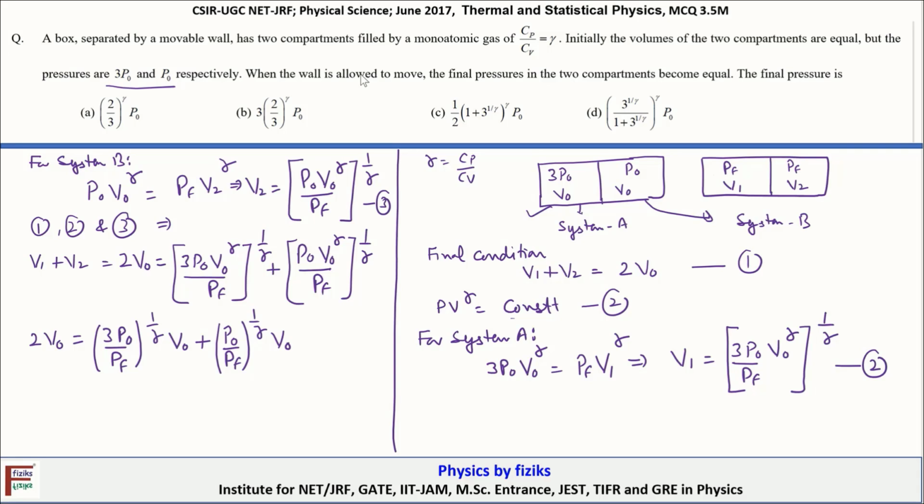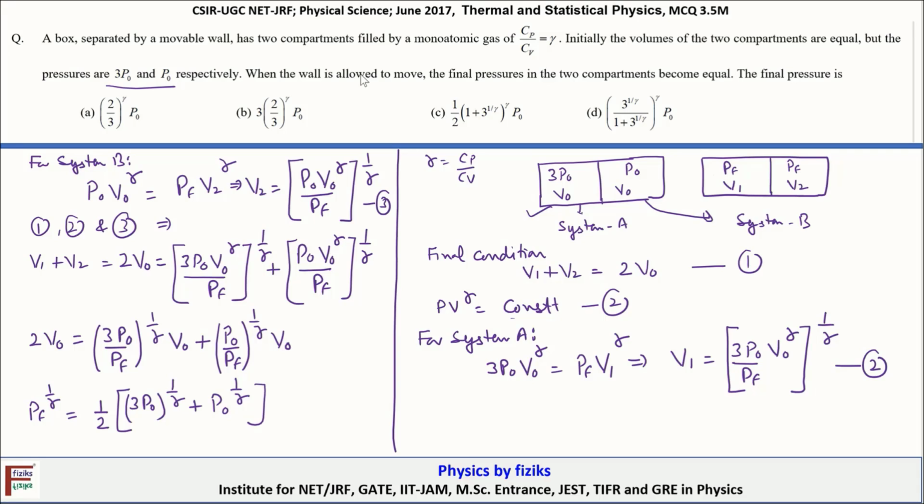Okay, so from here we can take Pf outside. If you take Pf on the left hand side, that will give us Pf power 1 by gamma equal to 1 by 2, and in the bracket we will have 3P0, with Pf taken outside, so 3P0, V0 and V0 will cancel with each other, so we will be left with 3P0 power 1 by gamma, plus P0 power 1 by gamma.